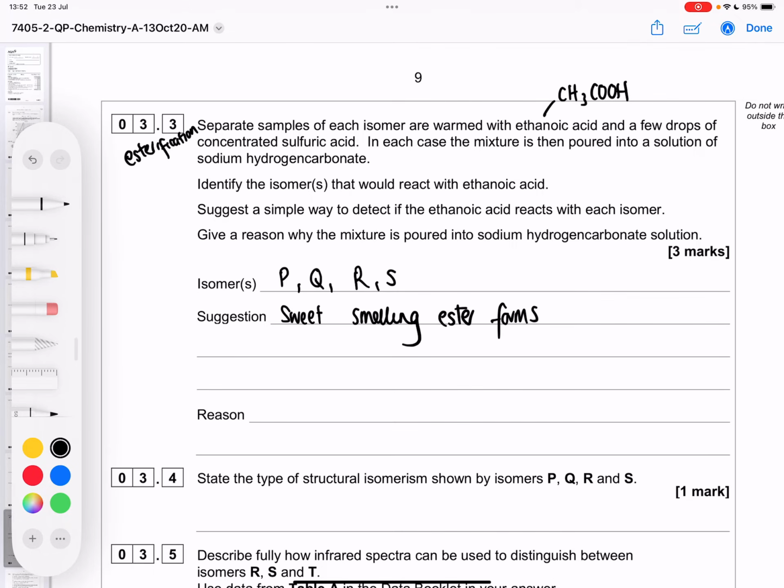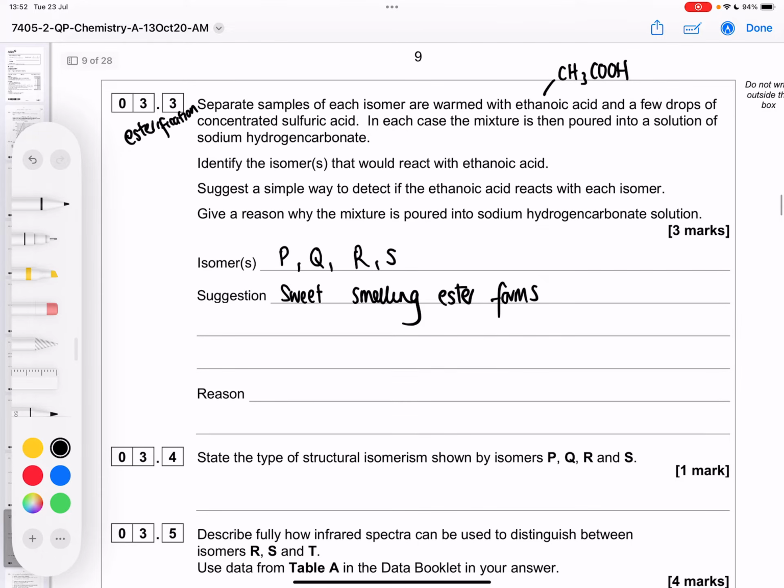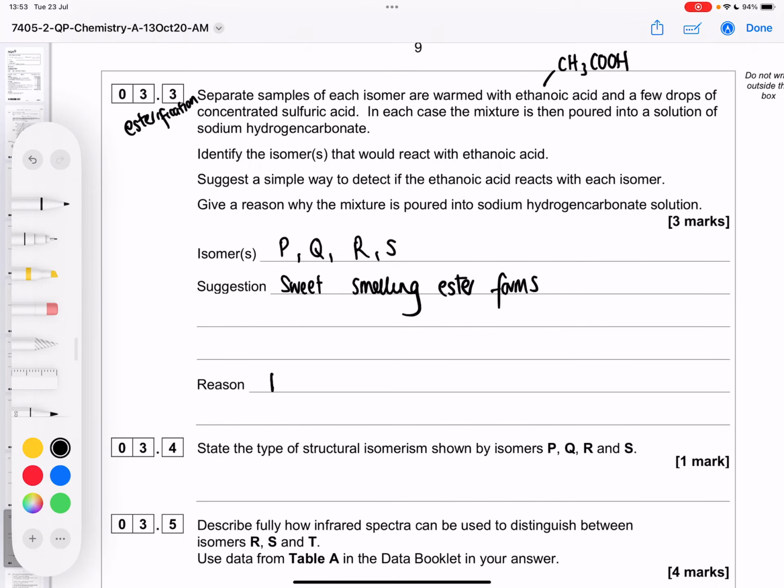And then it says, give a reason why the mixture is poured into sodium hydrogen carbonate. Well, that's to neutralise the concentrated H2SO4 and remove it so that you can smell it.